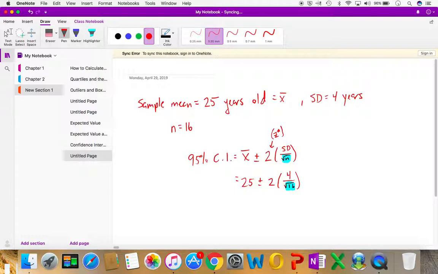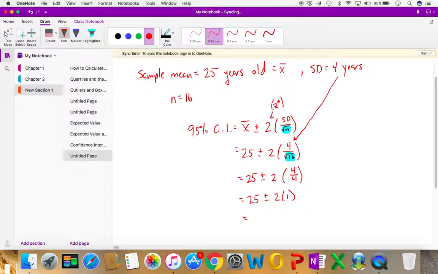So I can put that 4 into my equation. 25 plus or minus 2 times 4 over the square root of 16, which is 4. And let's finish this up. So we have 25 plus or minus 2. 4 divided by 4 is 1. So plus or minus 2. So my confidence interval is going to be between 23 years and 27 years old.